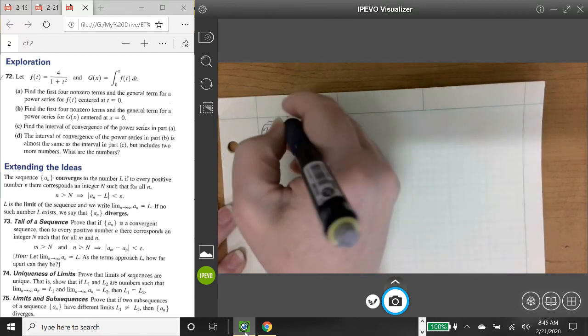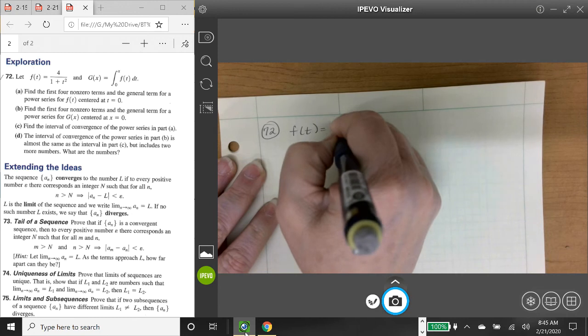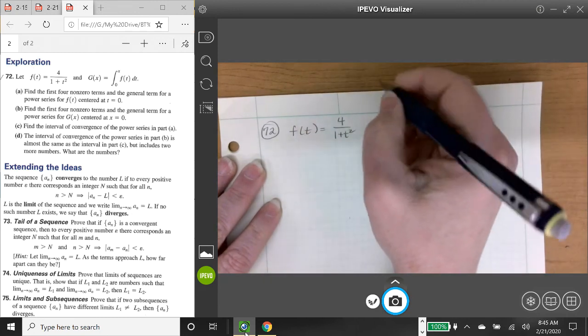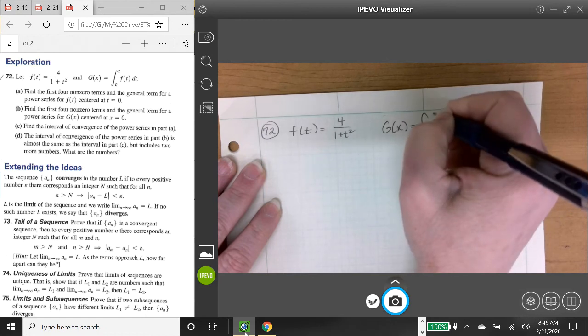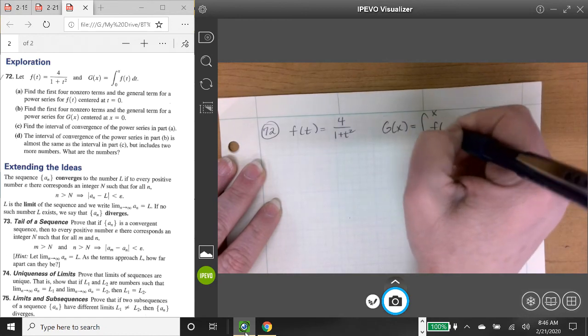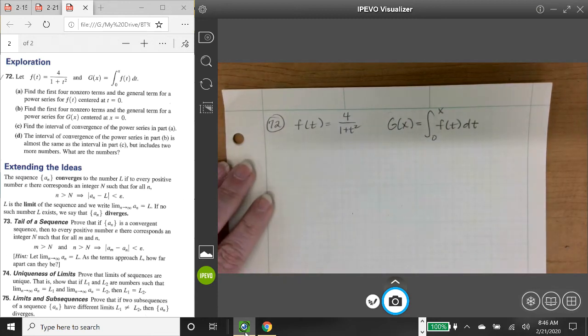F of t, they're telling me, is 4 over 1 plus t squared. And g of x is equal to the integral from 0 to x of f of t dt. And they want to find the first 4 non-zero terms in the general term for the power series of f of t.